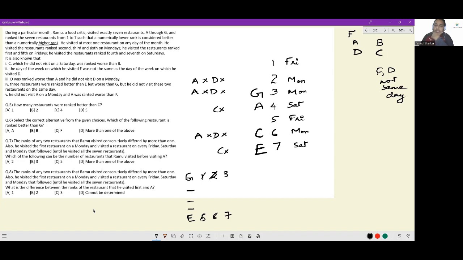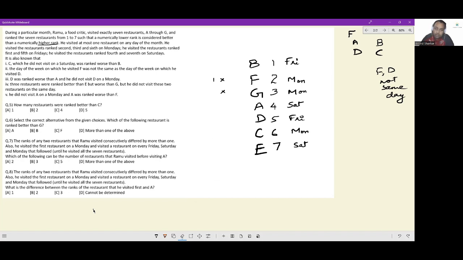And if A has to necessarily be here and D is supposed to be ranked lower than A, then D has to be here. Additionally, we are told F and D were not on the same day. D is on a Friday. So F cannot be ranked first on a Friday. F has to be here. And the only restaurant left has to be B. And now we finally have the precise ranking for all the 7 restaurants and the days of the week in which they were visited. Okay, we can get rid of all this hoopla around it.